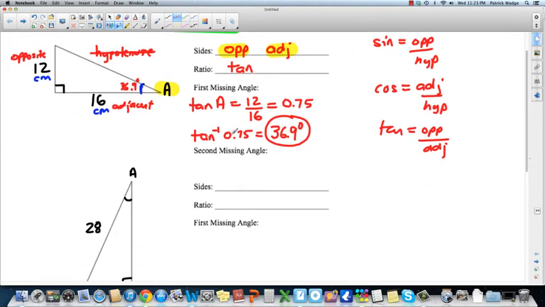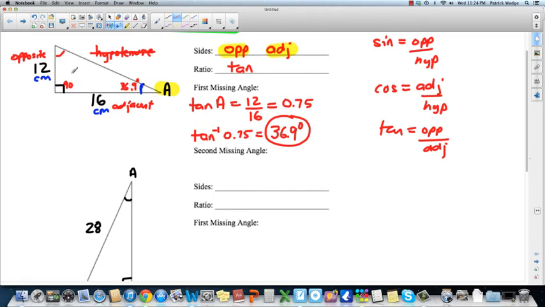Okay, the second missing angle. We now know this angle is 36.9. We know this angle too, don't we? How much is that angle? That's 90 degrees. And so we need to figure out this angle. How can we figure out that angle? We could do another tan. We could do tan of this equals 16 over 12, opposite over adjacent. But what can you do when you already know two of the angles? What do you know about all three angles in a triangle? Someone shout it out. Impress everyone. What do you know about the three angles in a triangle?